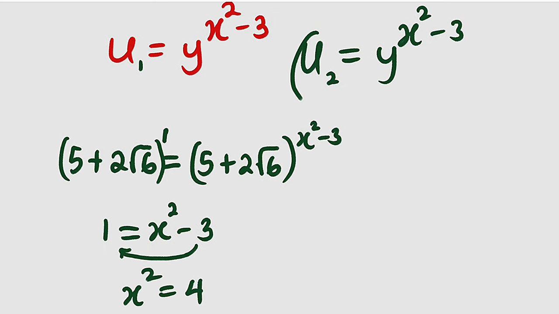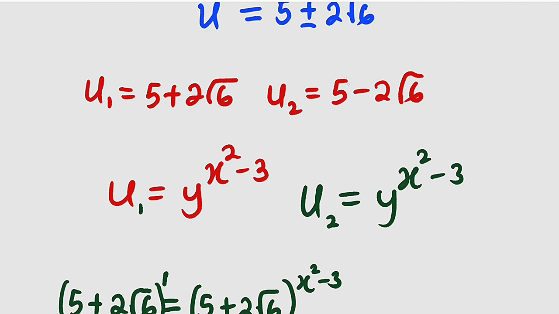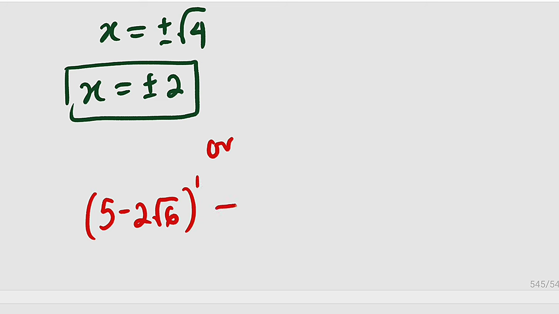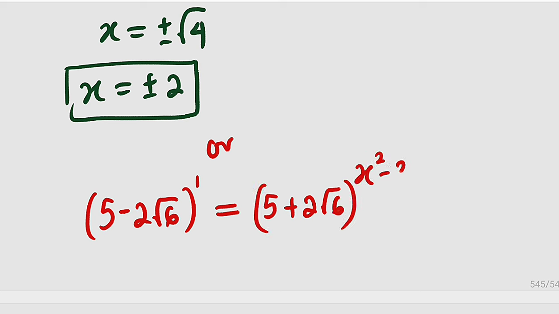Then the other one, which is u2. What is u2? u2 is 5 minus 2 root 6. So let me write 5 minus 2 root 6. That is for u2, which is equal to y to the power of x squared minus 3, right? But y is 5 plus 2 root 6, to the power of x squared minus 3. All right, if you observe, the bases are different, therefore we cannot directly equate the exponents.